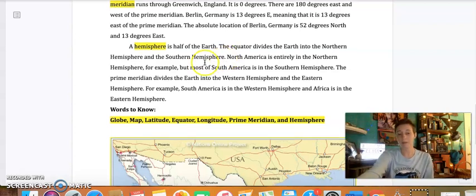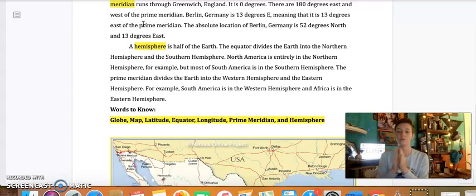So then this last bit that we talk about here are different hemispheres. A hemisphere is half of the Earth. So the equator divides the Earth into the northern and southern hemisphere. For an example here, North America is entirely in the northern hemisphere, but South America is mostly in the southern hemisphere.